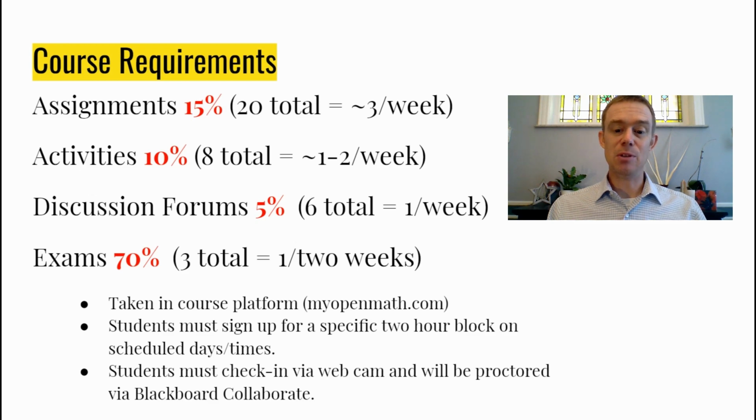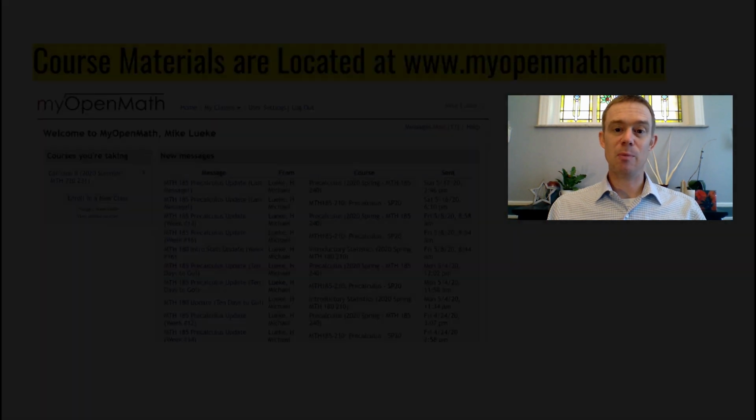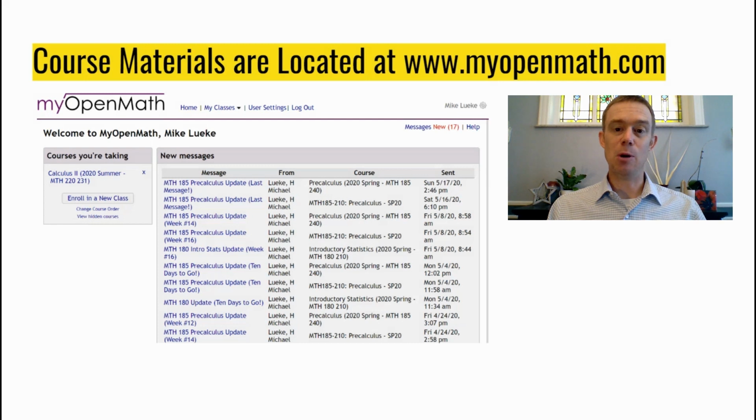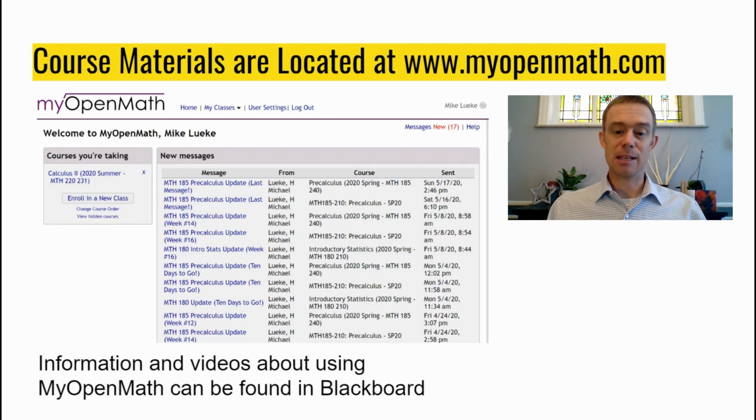Nearly everything you do for this course will be accessible from one online site called My Open Math. My Open Math contains all course materials like the textbook, video tutorials, and required tasks. It's pretty easy to use, and the best part of all is that it's completely free. Your only required cost for this course is your tuition. Everything else is available for free online. If you're new to My Open Math, there are videos in our course Blackboard page that can help you set up your account.